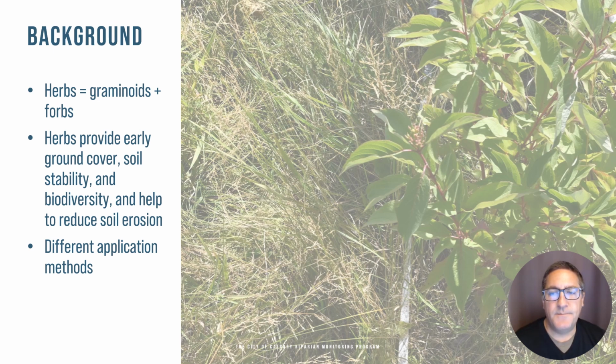And graminoids and forbs are often seeded on bioengineering projects to provide early ground cover while your important woody vegetation is establishing. And this early ground cover helps to minimize soil erosion, provide soil stability, and also enhances biodiversity. And these herbaceous species can be seeded using several different methods, which I'll talk about in a bit.